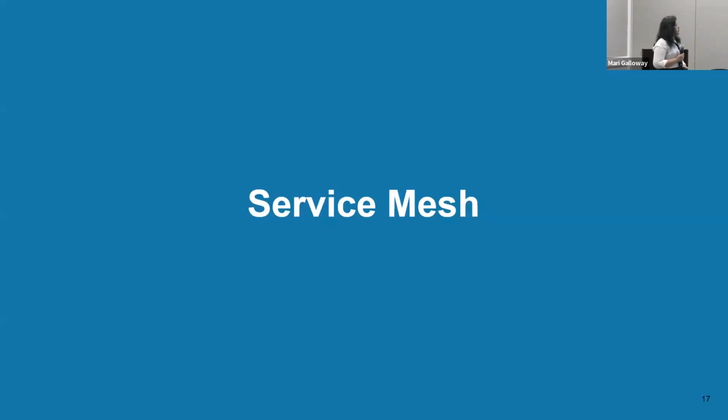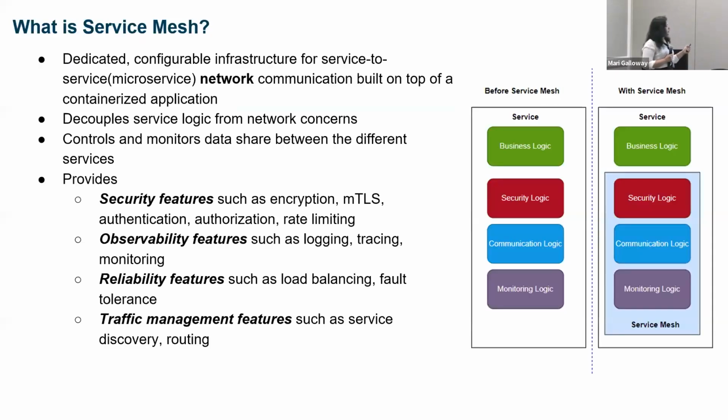So now, what is a service mesh? Service mesh is a dedicated infrastructure layer that is built on top of a containerized application just for the purpose of the other extra logic, right? So it decouples the service logic from network concerns and provides several features such as security features, observability features, reliability features, and traffic management features. And in this pictorial representation, you can see that this is without service mesh. All in the microservice, you have all the logic written in one microservice. But with service mesh implementation, you're taking out all of this, and the service mesh handles all of this, while the microservice is only responsible for the business logic here.